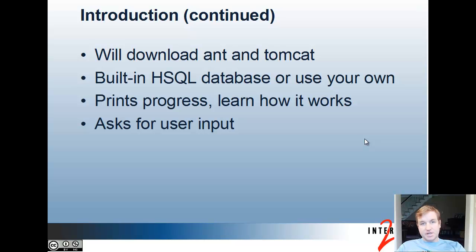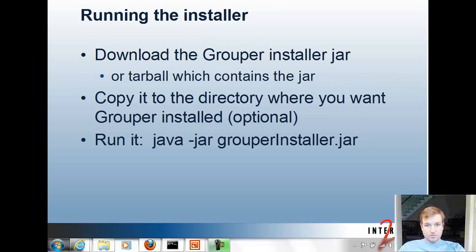It has a built-in HSQL database, or you can use your own if you have MySQL or Oracle. It'll print out the progress of what it's doing, so you can learn how it works. It prints out the commands, and it'll ask you for some user input. To run the installer, you just download the jar or the tarball and copy it to the directory where you want Grouper installed, though you don't have to do that, and then you run it by typing java -jar grouperinstaller.jar.